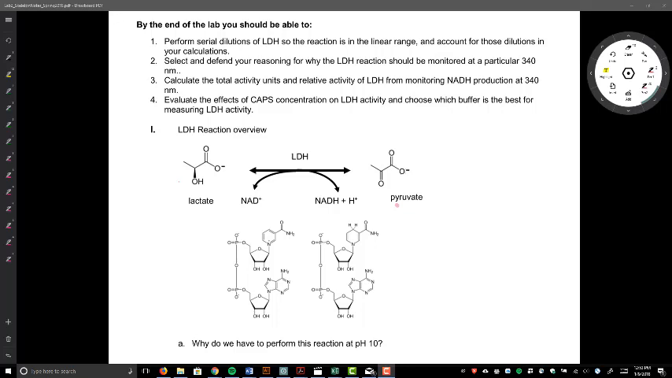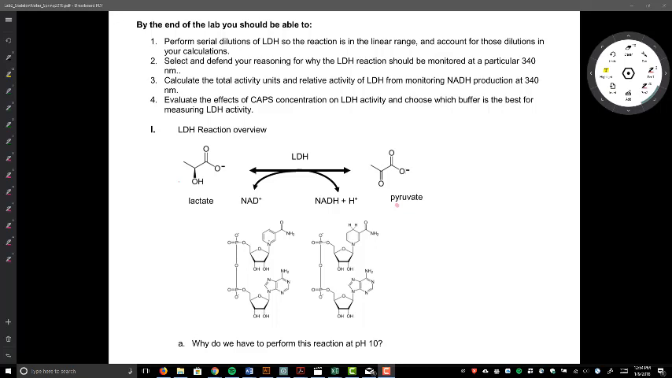Hello everyone! Today we're going to be talking about the lactate dehydrogenase, or LDH, reaction. So LDH catalyzes the interconversion between lactate and pyruvate, and the direction of this reaction depends upon which of the substrates are present and also what the pH is of the surrounding medium.